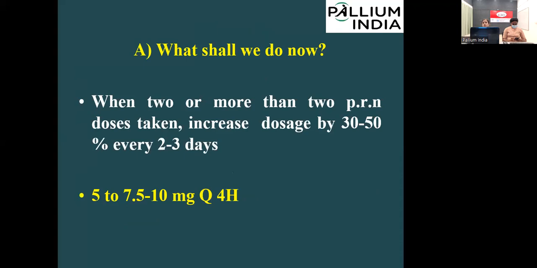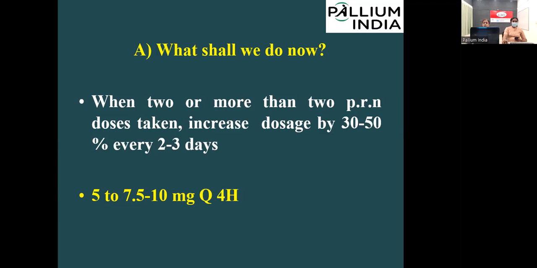When there are two or more than two PRN or SOS doses taken, increase the dose by 30 to 50% every 2 to 3 days. We don't increase the frequency of morphine because the action lasts for 4 hours. So we can't increase the frequency. They can always take extra doses, but you have to increase the regular dose. This patient is taking more than 2 extra doses, so we have to increase by 30 to 50%.